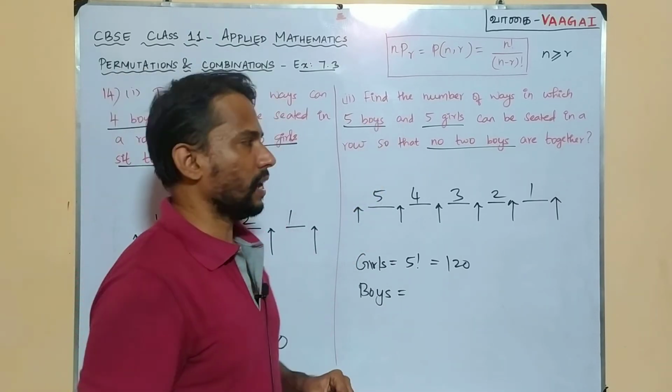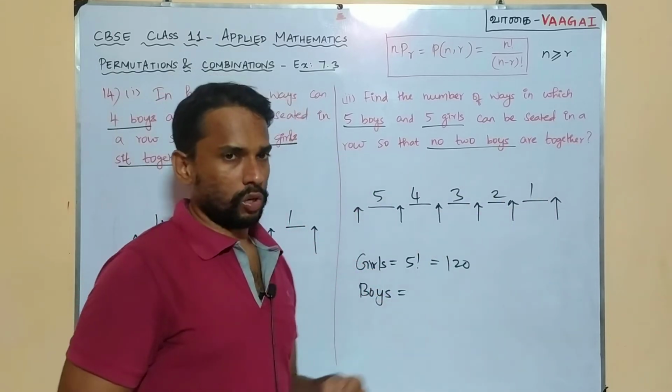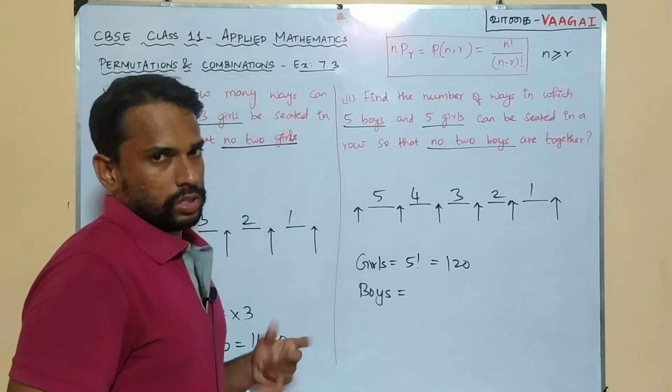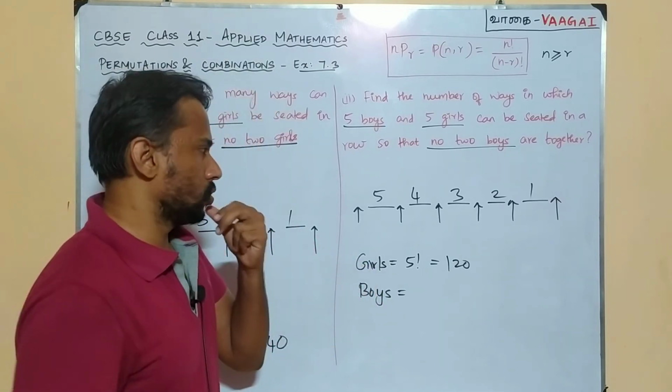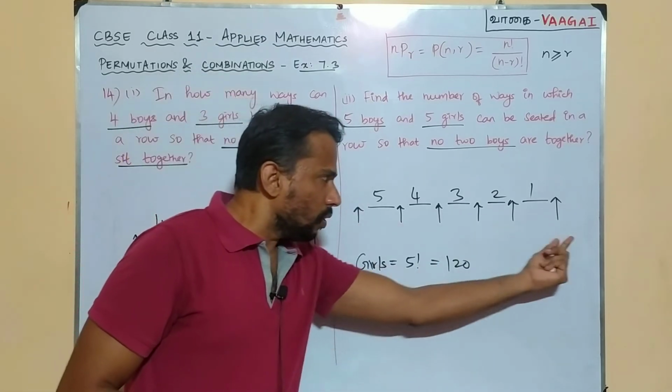There are 5 boys here, right? Each of those boys can be seated in any of the arrow-marked slots. So now the boys should be selecting the slots. The first boy comes, and he can choose any one of these.